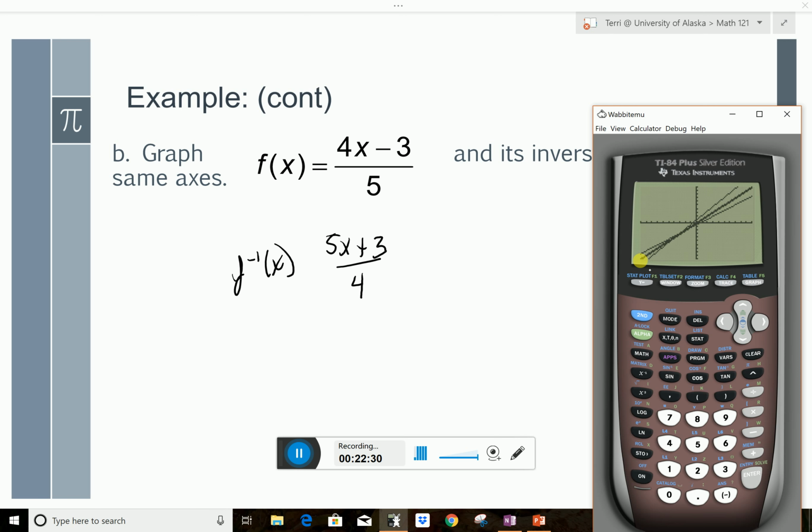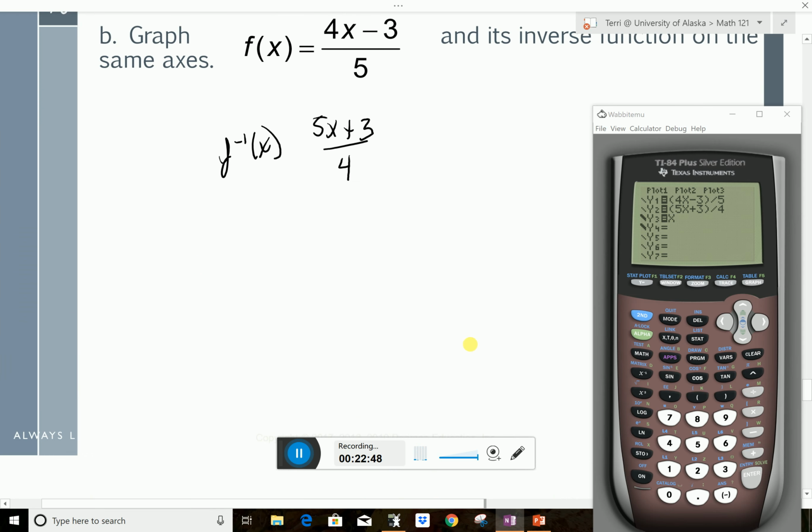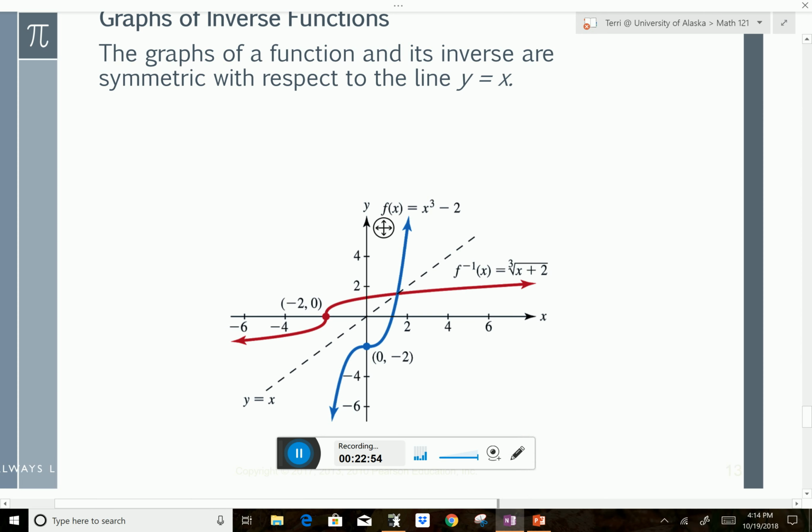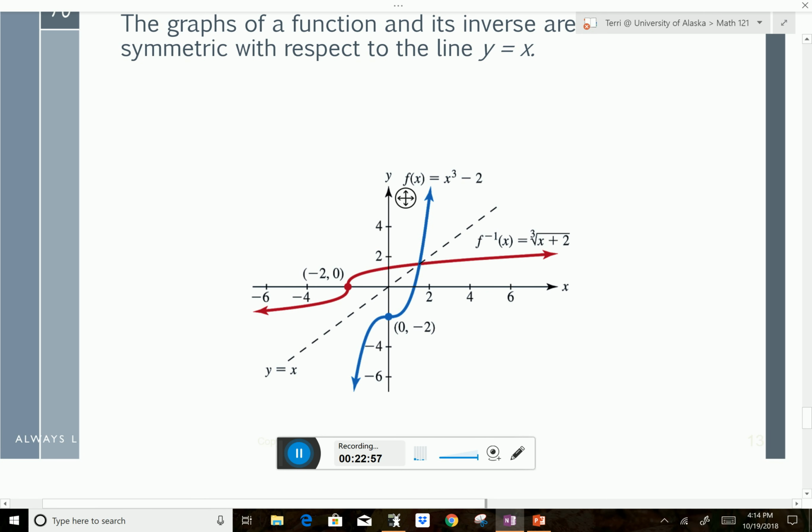Now you can see this is the line y equals x, and you can see how these are symmetric around the line y equals x. All right, so let's look at another one. This one is x cubed minus 2 and the cube root of x plus 2. If I put the line y equals x right here, we can see how this is symmetric about the line y equals x.